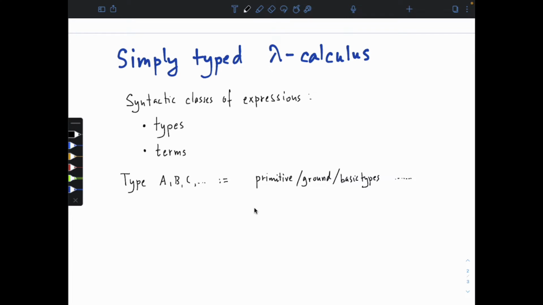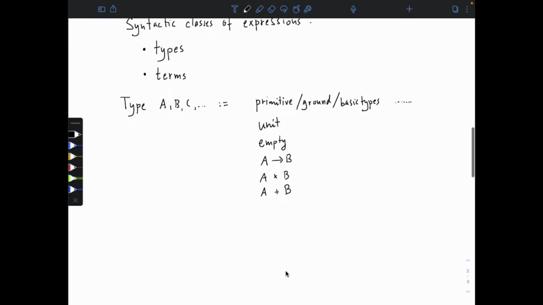And then there are some constructions. We're going to have the unit type. That's a type. We're going to have the empty type. That's a type. Then we're going to have function types, product types, and sums, sum types. So this is how you can create types using this stuff here, plus whatever primitive types you have. Of course, these are intended to be what you think they will be, right? The type of functions, the type of pairs.